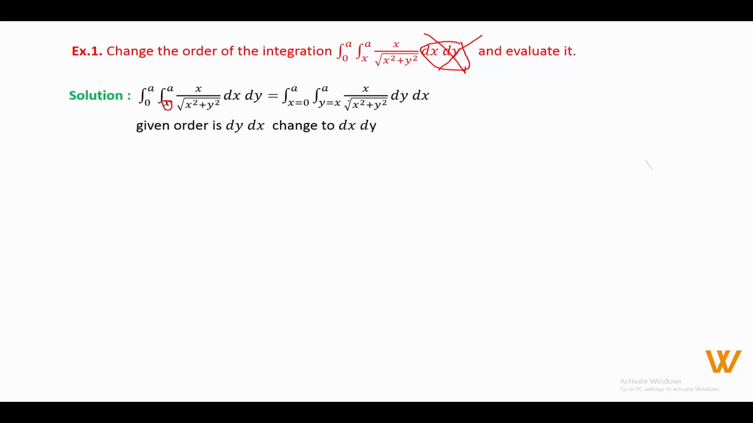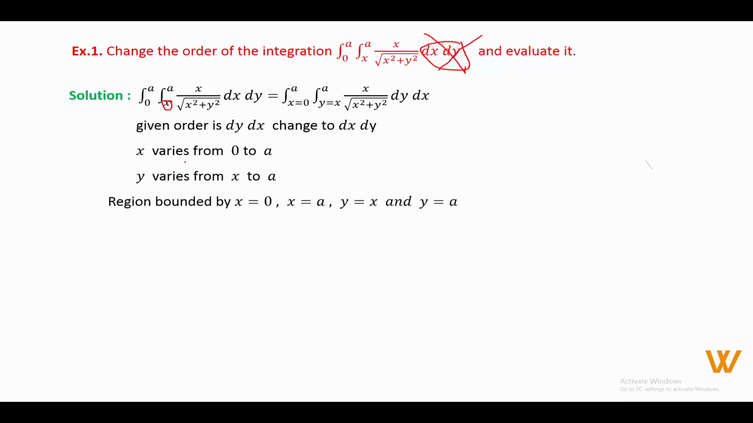For that, first draw the figure by using the given limits. In the given integration, x varies from 0 to a and y varies from x to a. So the region is bounded by x equal to 0, x equal to a, y equal to x and y equal to a. By using this, draw the diagram. All the equations are equations of lines.